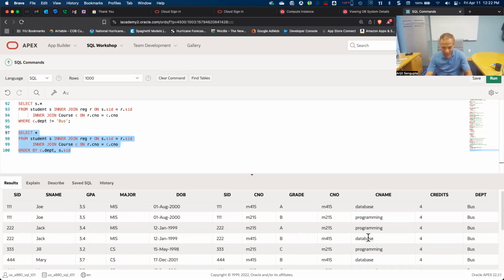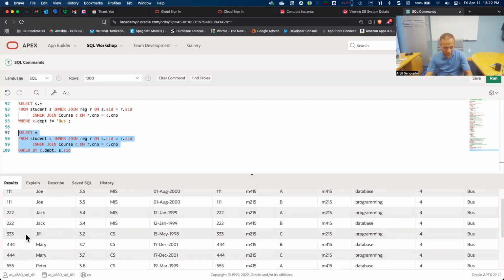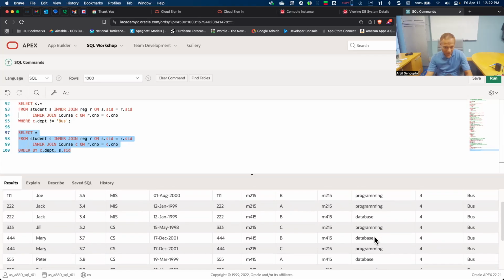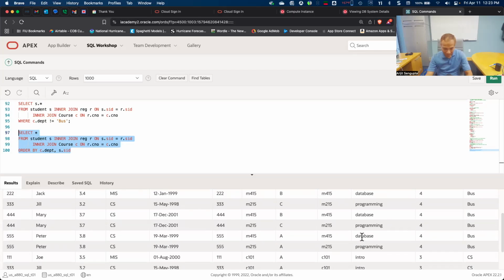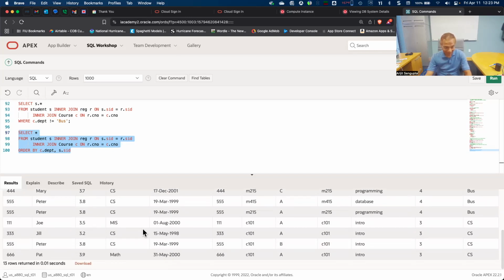Jack has taken both of them. Jill has only taken one. Mary has taken both of them. And Peter also has taken both of them. So four people have taken all business courses, and Jill is the only one who hasn't. Now, out of that, Joe, Jill, Peter, and Pat have taken other courses from other departments.